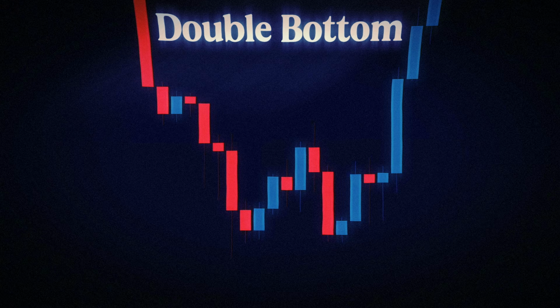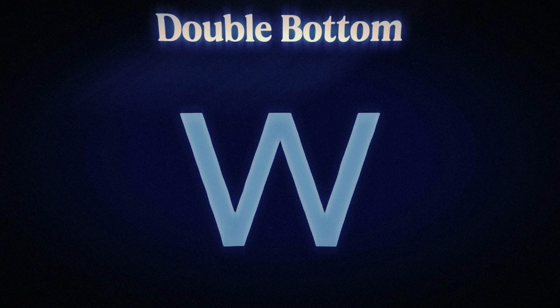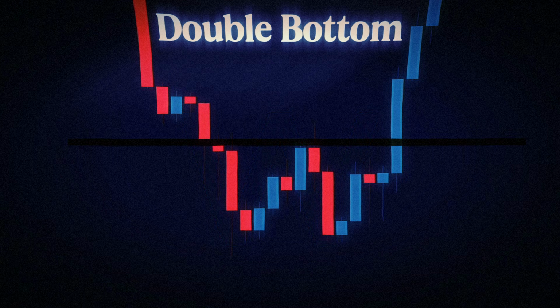The double bottom is a bullish reversal pattern that follows a downtrend. It consists of two distinct troughs at nearly equal depths, separated by a moderate high. On a chart, this pattern resembles the letter W. A neckline drawn at the high between the troughs acts as a resistance level.